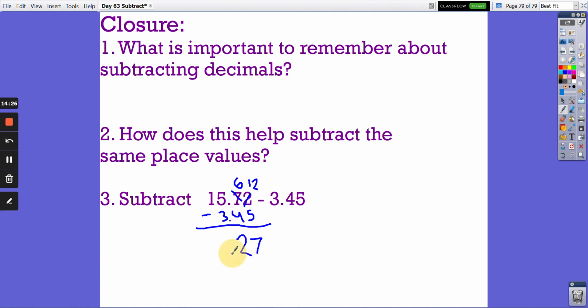Ooh, bring down that decimal point. 5 minus 3 is 2, and 1 minus nothing is 1. So we get 12 and 27 hundredths.